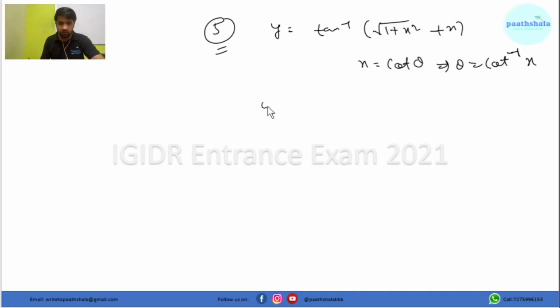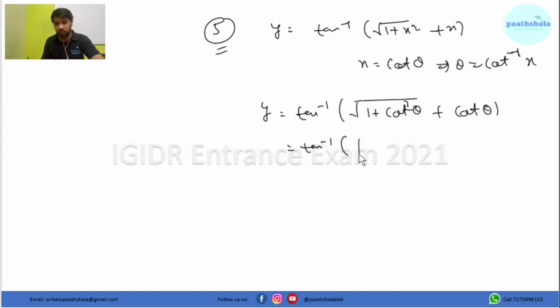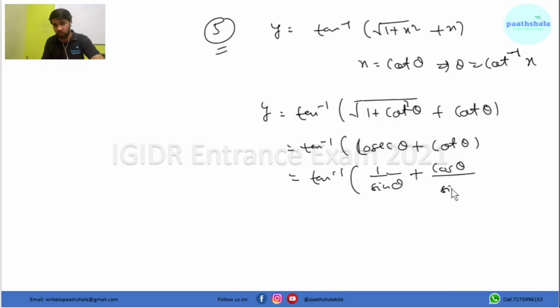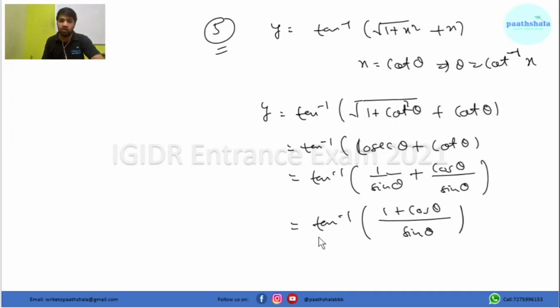Okay, now let's put it. So y equals tan inverse of under root 1 plus cot square theta, plus cot theta. So this will become tan inverse: 1 plus cot square theta is equal to cosec square theta, and cosec square will come out of the root and become cosec theta. So cosec theta plus cot theta. So tan inverse of 1 upon sine theta plus cos theta upon sine theta. You can write it like that, 1 plus cos theta whole upon sine theta.